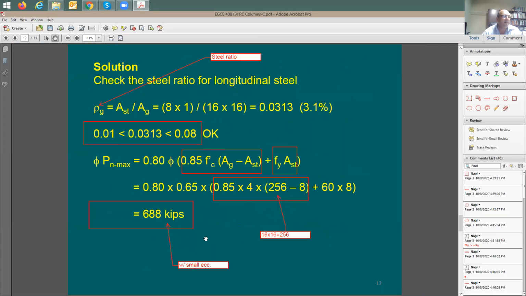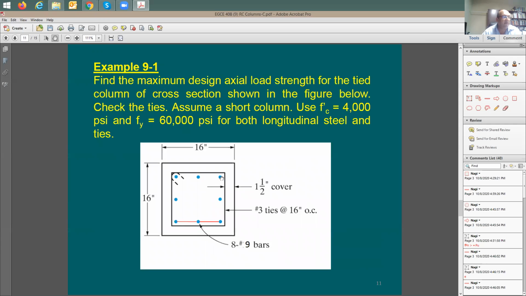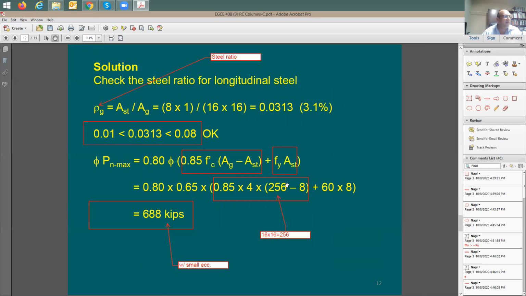So here's the stuff I checked. I checked the vertical reinforcement ratio. I checked the clear spacing between vertical rebars. Also, I checked the spacing between ties, provided this is not constructed in California. Also, I was able to find out ϕPn, the concrete strength of this column. So I completed this problem. Now, any questions?